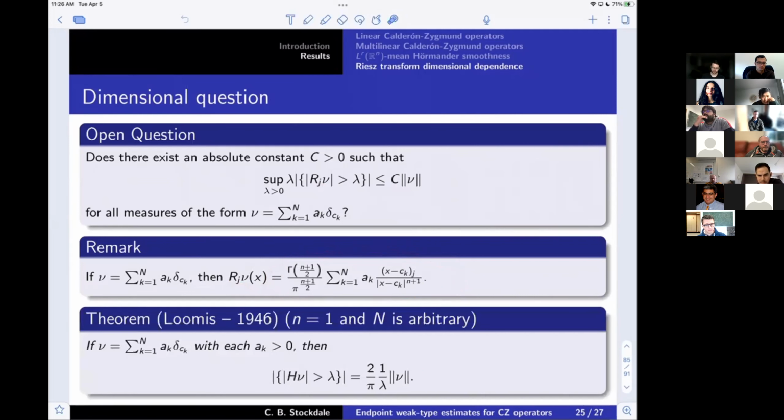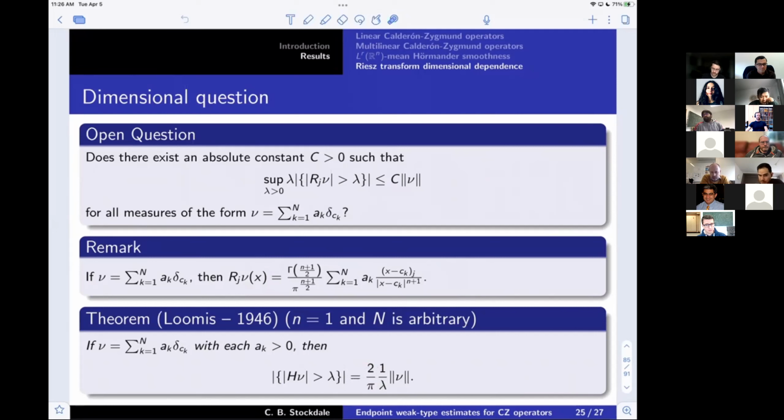So in 1946, Loomis considered exactly this question, but in the case of the Hilbert transform. So in this case, the dimension is equal to 1, but the number of Dirac masses in your linear combination is arbitrary. And he proved that the size of the level set is actually just equal to... So it's not even controlled. This is not just an inequality, it's an identity. And the constant here is 2 divided by pi.